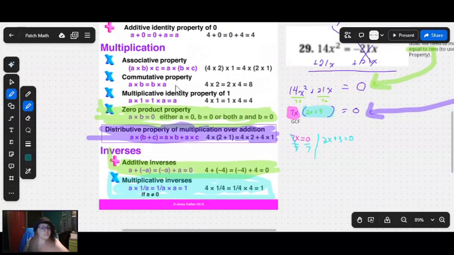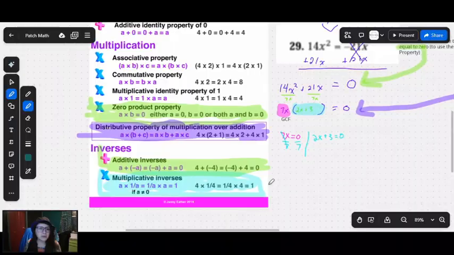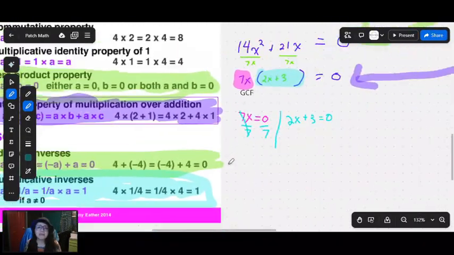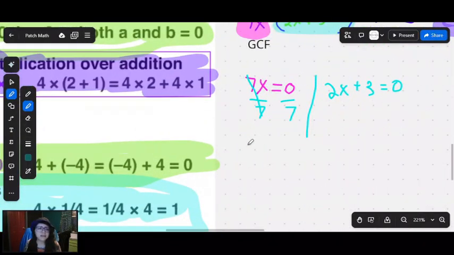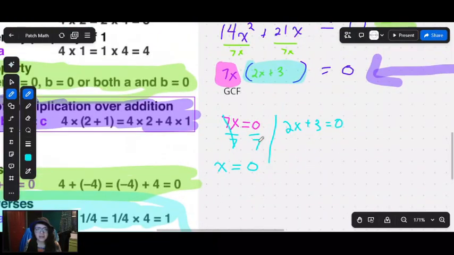So again, these properties are everywhere. You learned them in elementary school, and then you pretty much just talk about 2 of them going forward, the distributive property and the commutative property. But these are everywhere. So 7 divided by 7 is 1, 1 times x is x, and 0 divided by 7 is 0. So x in this case equals 0. And that makes sense.